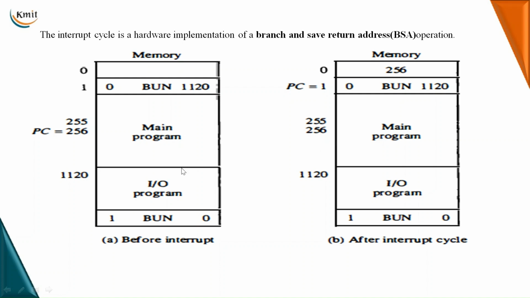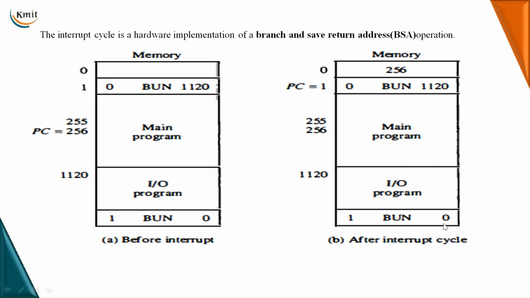What the CPU is doing before going to the interrupt service routine is storing the PC value into the 0th location of the memory, and through this unconditional branch instruction it is going to the interrupt service routine program. Once this interrupt service routine has been completed, the last instruction is again an unconditional branch instruction with mode bit 1. If you go to location 0, you will find the value of PC.